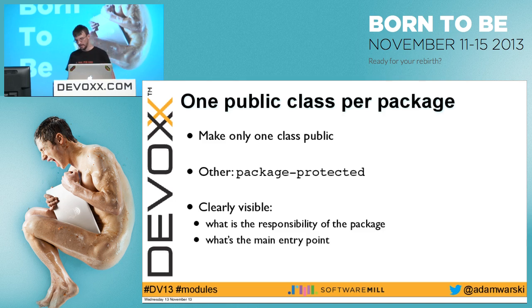We can, by convention, try to make one public class per package, right? And we can make the other classes package protected. So then this kind of forces us to have packages with a single responsibility. And when we look at such a package, we know what's the main entry point to the package. So if we want to use that functionality, we more or less know which class we should use. We could also, when we test, this can in fact help in testing the package. We can only test the main class.